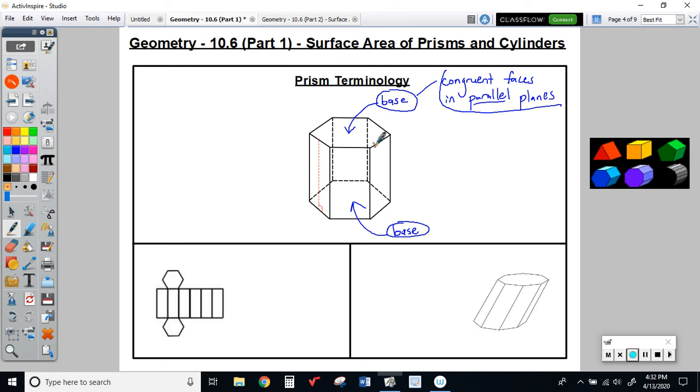So those are two of the parallel faces, at least, in parallel planes. I feel like I could be saying that better, but there are other parts that are parallel to this. These other faces around this figure, it's not always top and bottom of the bases, but going around the bases, connecting the two bases together, these are called lateral faces. So right here is one lateral face.